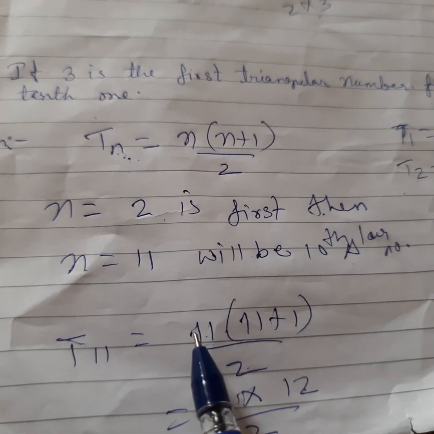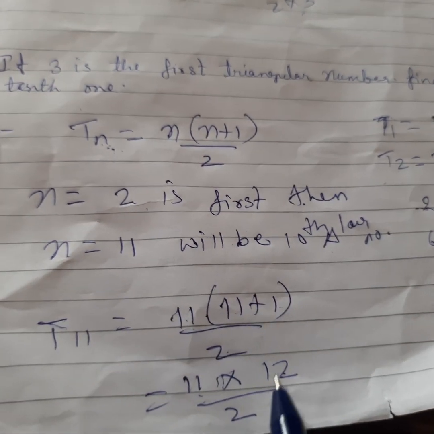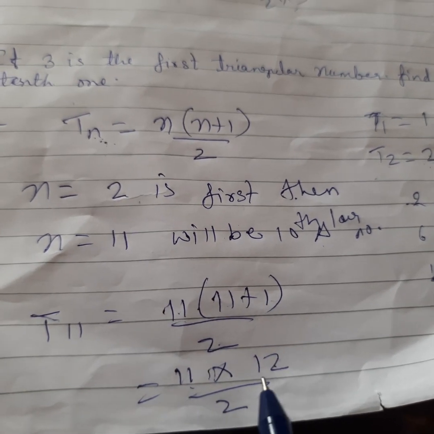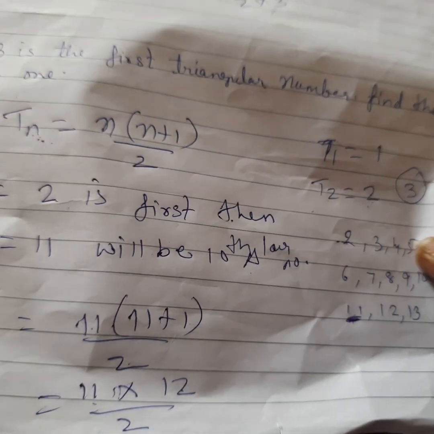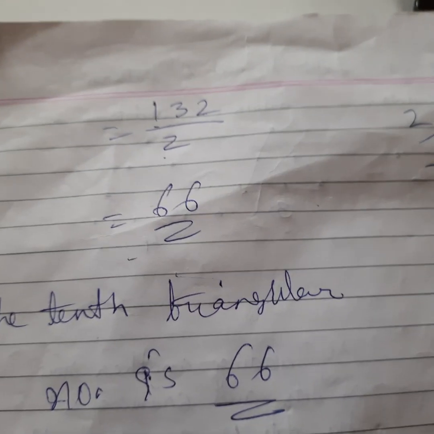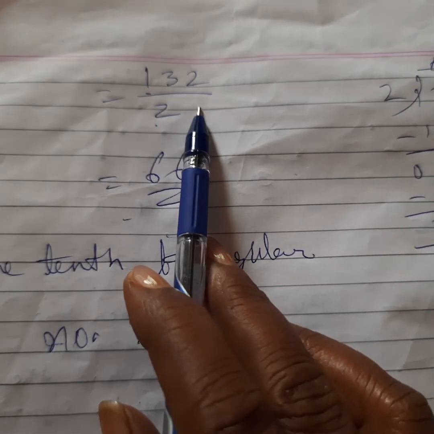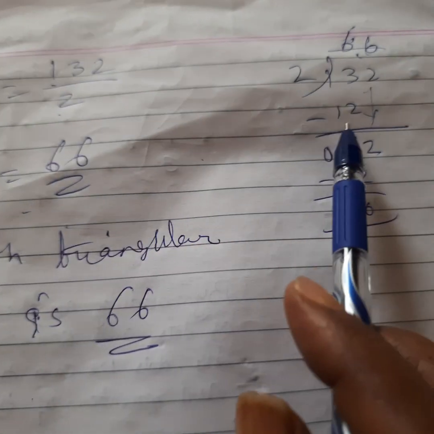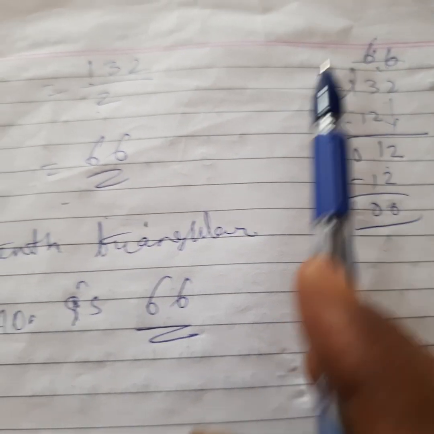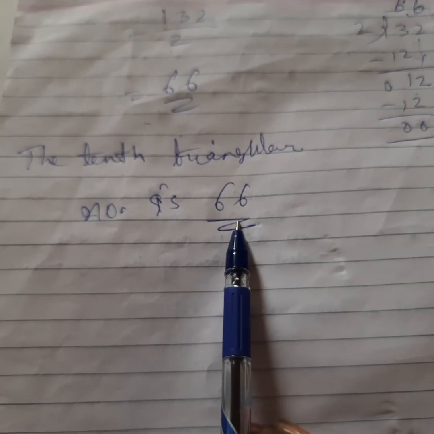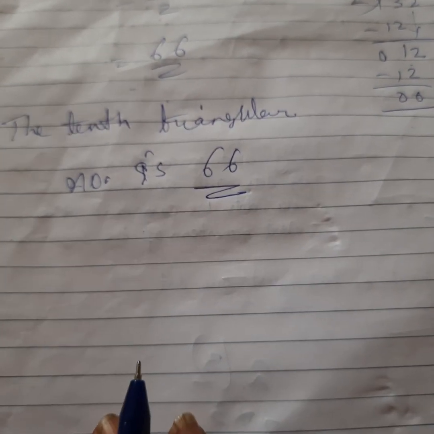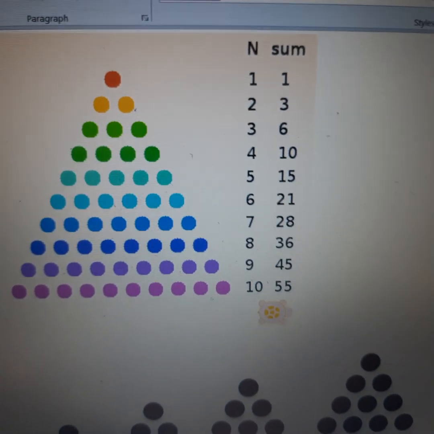Same way, 11 into 11 plus 1. So 11 plus 1 is 12. That means 11 into 12 divided by 2. When I multiply 11 into 12, I get 132 divided by 2. So I am dividing and I am getting 66. That means the 10th triangular number is 66. Hope now this must be very clear, children. Okay, I'll show you one more sum.